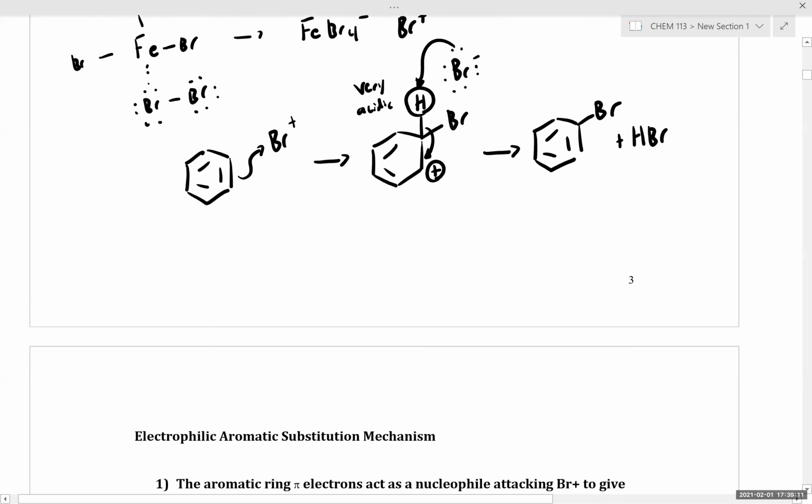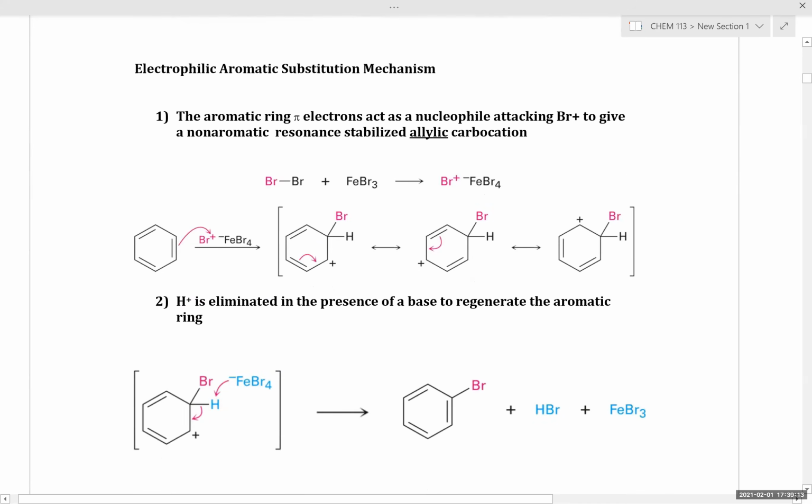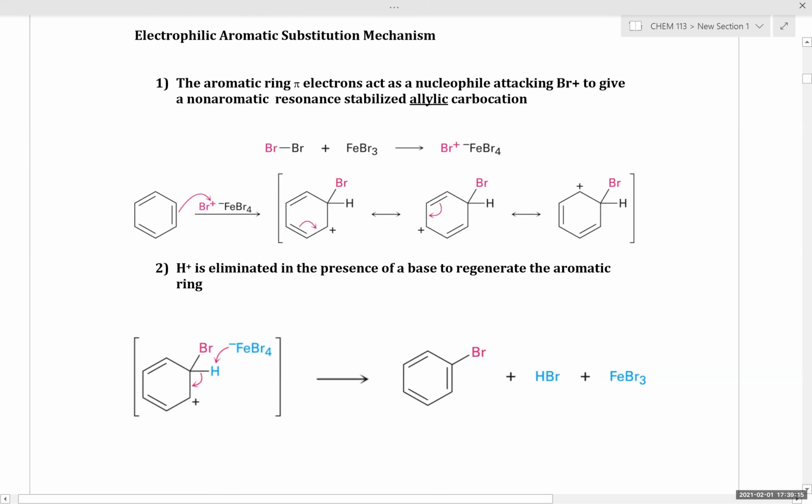So let's refresh on the mechanism. First and foremost, the aromatic ring pi electrons act as a nucleophile, attacking Br plus or whatever electrophile equivalent. E plus will be just our electrophile. And that gives a non-aromatic resonance stabilized allylic carbocation. One thing I do want us to note is the carbocation can be delocalized via resonance throughout the ring.